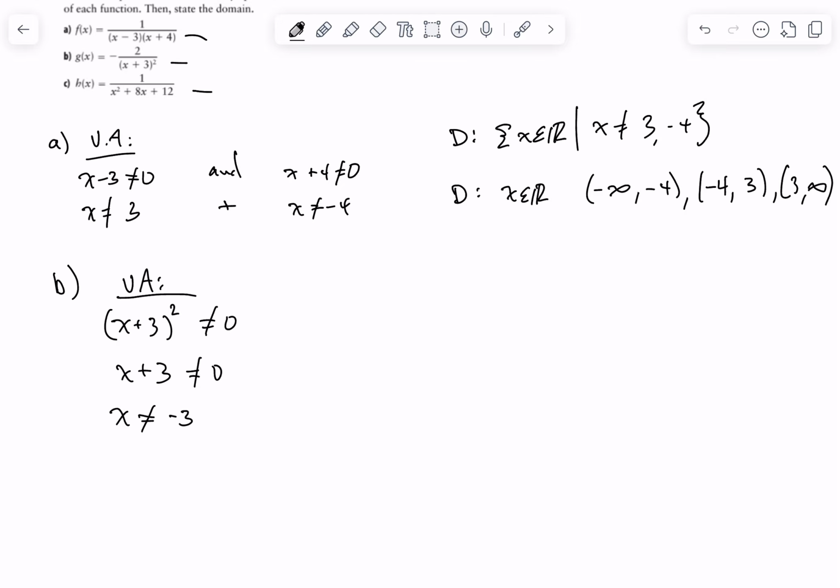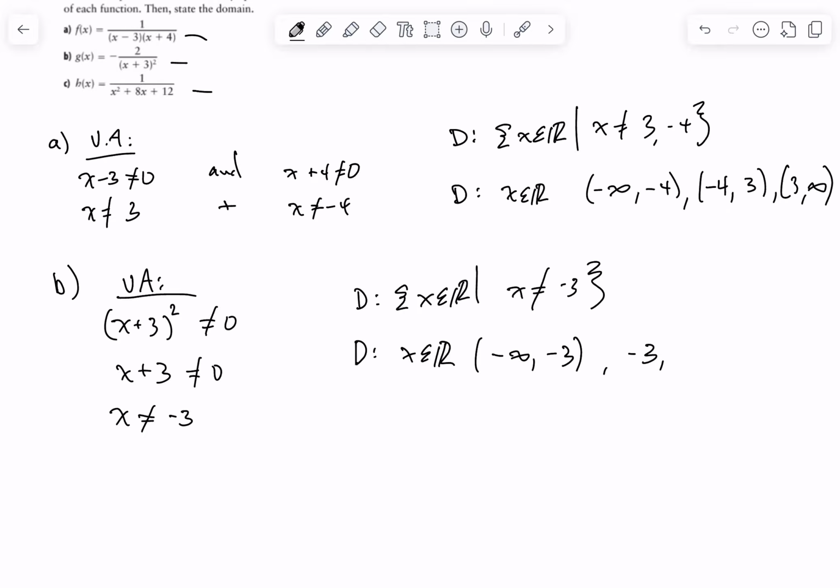Okay, so I know that x can't be negative 3, but it can be everything else. So you could say the same thing as last time: x is a part of the real numbers such that x can't be negative 3. Or in interval notation, you could write x is a part of the real numbers as long as it's negative infinity to negative 3 and negative 3 to infinity.